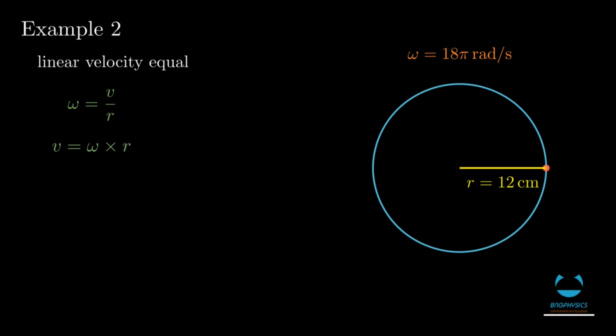Here we simply make the linear velocity v the subject of the formula and multiply omega by the radius, and this is equal to 216π centimeters per second.